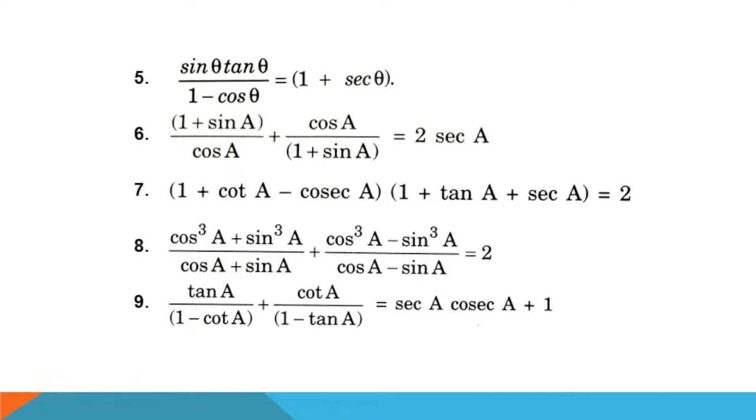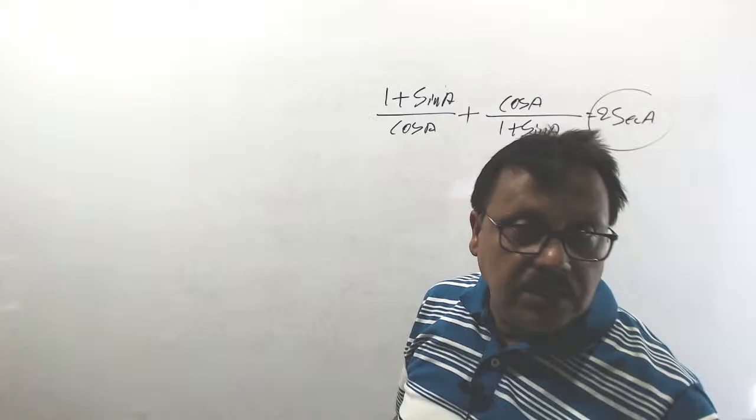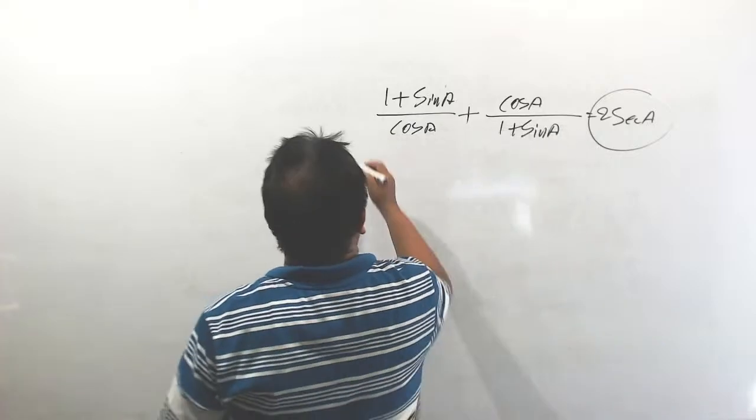Go to number 6. What is that? 1 plus sin A by cos A plus cos A by 1 plus sin A. You have to prove this equal to 2 sec A. You have to prove this one. This is the left hand side.